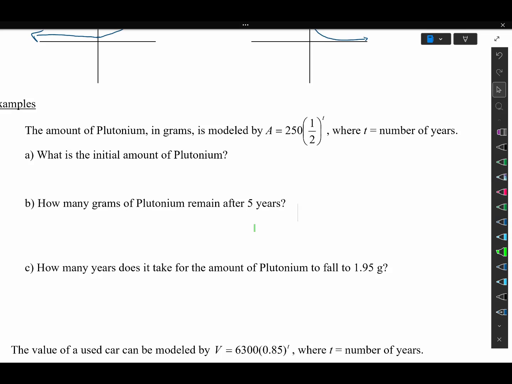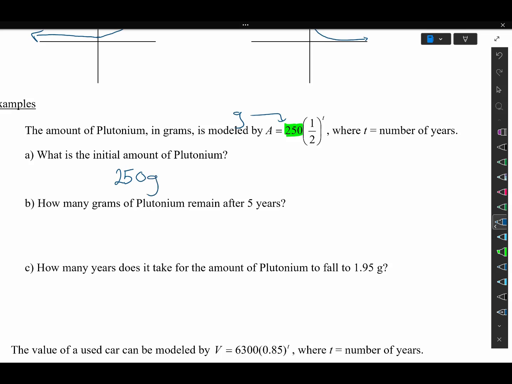All right, so the amount of plutonium in grams is modeled by this equation right here, where T is the number of years. What is the initial amount of plutonium? Nice and easy. That's going to be our value that is multiplying by our factor. So that is 250. Oh, what's it measured in? It doesn't say. We should assume, sorry, I should have included in this question, we're working in grams here. So 250 grams of plutonium.